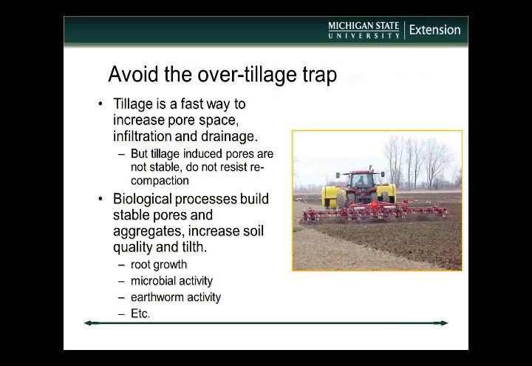One of the key issues, I think, is to avoid this over-tillage trap. Tillage, we need it in many ways to prepare a seed bed, incorporate amendments, and do a number of things, but it's really a fast way to increase pore space if we've had some problems that we need to address, soil compaction issues, for instance. It improves infiltration and drainage. But the problem is that the tillage-induced pore spaces are not structurally stable, so they're not very resilient. They don't resist recompaction on further trips across the field. So we really need to protect that structure, and it takes a long time to build. We can destroy it quickly with tillage, but good soil aggregation and soil structure take a long time to build. And we really need to look at these biological processes: root growth, microbial activity, earthworm activity, and such.